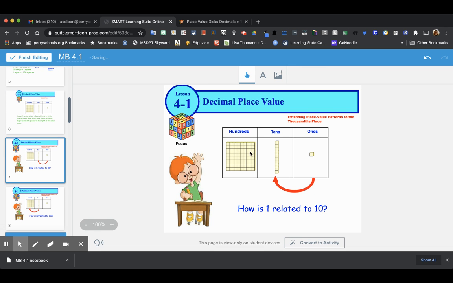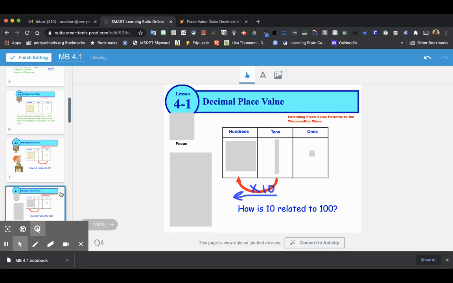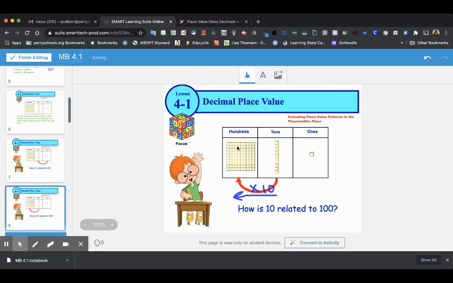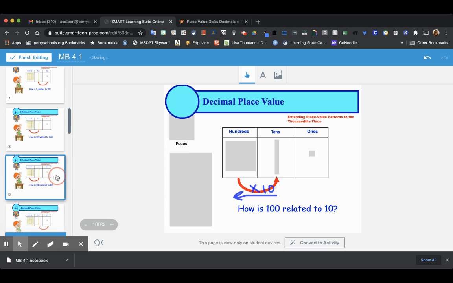So when we're looking at our whole number place value, we remember that if we move from the ones to the tens, this is 10 times bigger than this. And we know the hundreds is 10 times bigger than the tens. We know that when we are moving to the left, we are multiplying the place value by 10. So same thing here, moving from tens to the hundreds, we know 10 times 10 is 100, so it is 10 times more.